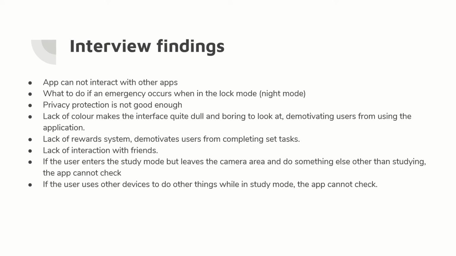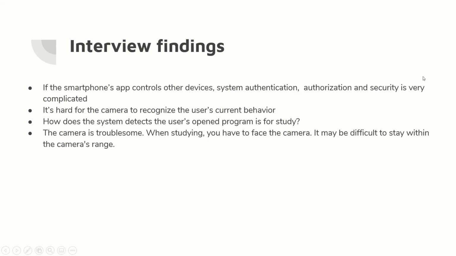If the user enters the study mode but leaves the camera area to do something else, the app cannot check whether this user is studying. If the user uses other devices to do other things while in study mode, the app cannot check. And if the smart app controls other devices, it's very complicated because it's an IoT, Internet of Things. And it's hard for the camera to recognize the user's current behavior. And how does the system detect the user's open program is for study? And finally, the camera is troublesome. When studying, you have to face the camera. It's very difficult to stay within the camera range.